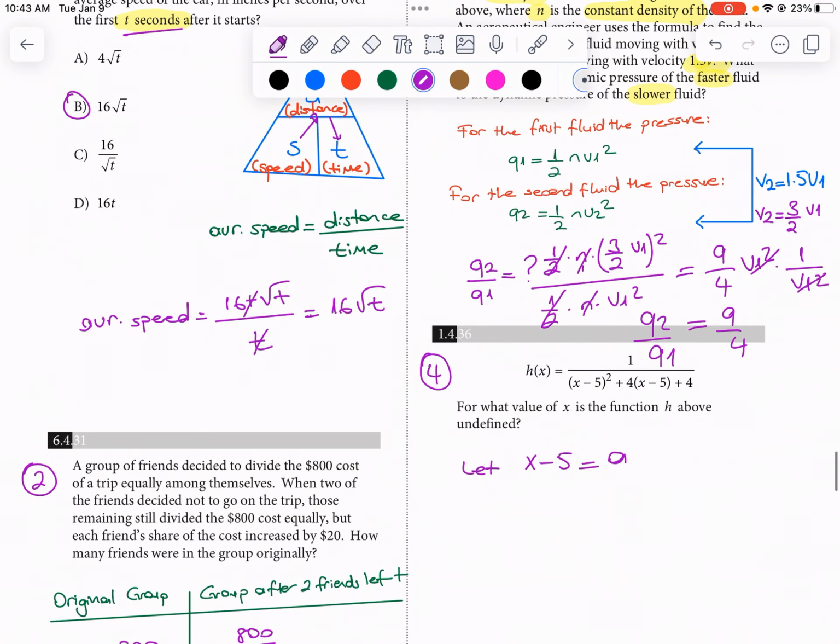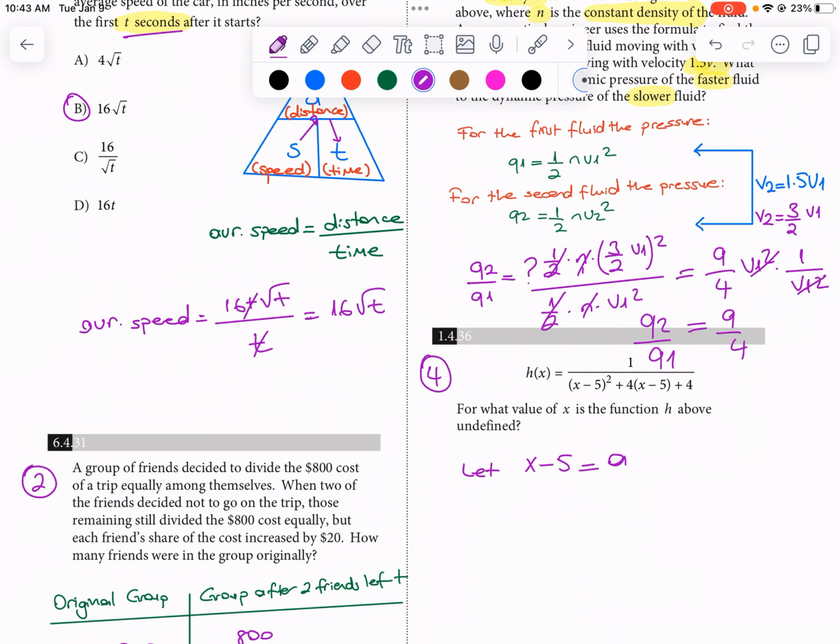Next question, our last question for today. For this question, we have h of x function, which is equal to 1 over (x minus 5) squared plus 4 times (x minus 5) plus 4. First of all, we should rewrite this function. I will assume that x minus 5 is equal to a. So h of x is going to be equal to 1 over (x minus 5) squared, which is a squared, plus 4 times (x minus 5), which is 4a, plus 4.